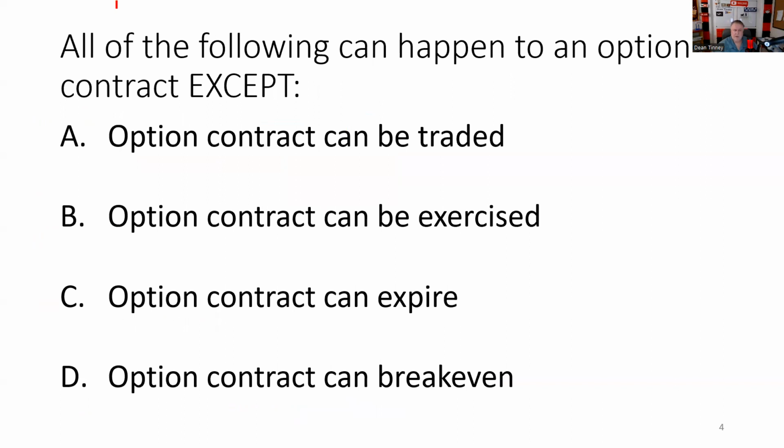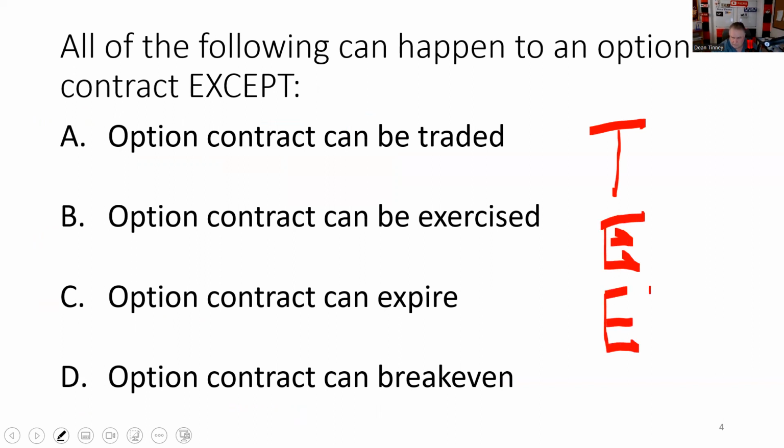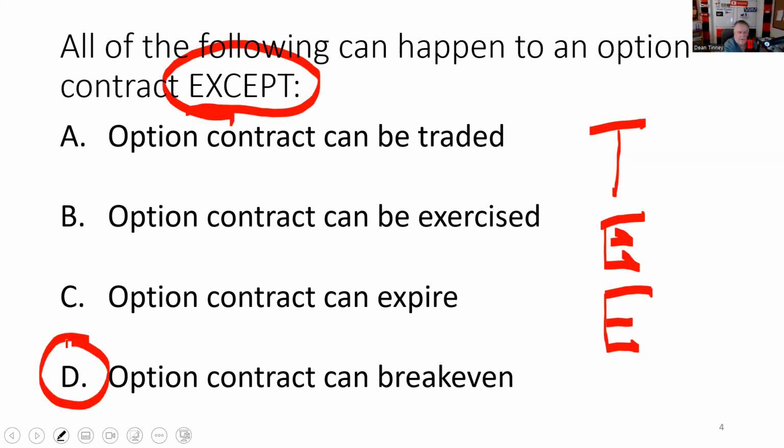All the following can happen to an option contract except. I think a good way to remember what can happen to an option contract is T. The option contract can be traded. The option contract can be exercised. The option contract can expire. No, break even doesn't happen to the option contract. Break even is what happens to a player, somebody who is actually playing the game. So the option contract can be traded.